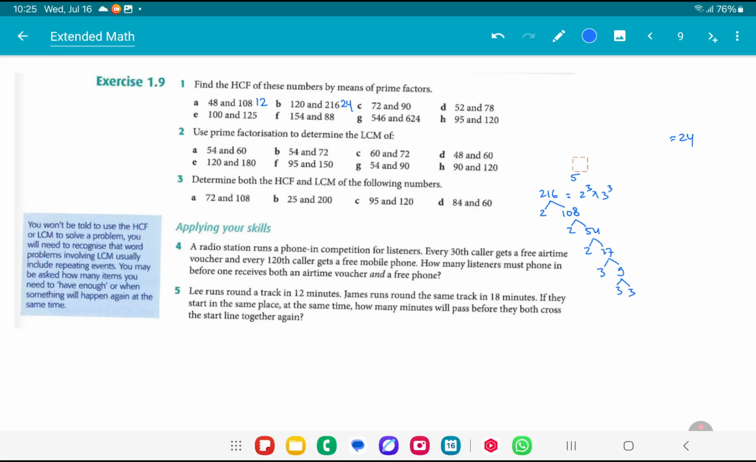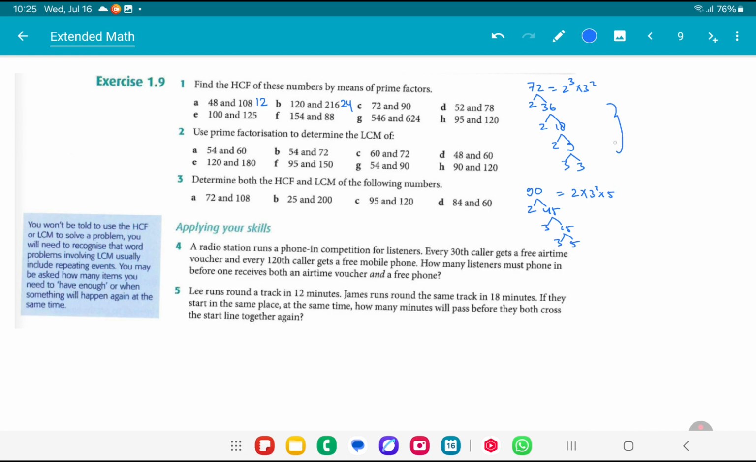Next, we continue with question C. 72, 2 and 36, 2 and 18, 2 and 9, 3 and 3. So 2 cube times 3 square. 90, 2 and 45, 3 and 15, 3 and 5. So we write down 2 times 3 square times 5. So for the highest common factor, we both get 2 and 3 square. So the answer is 18.